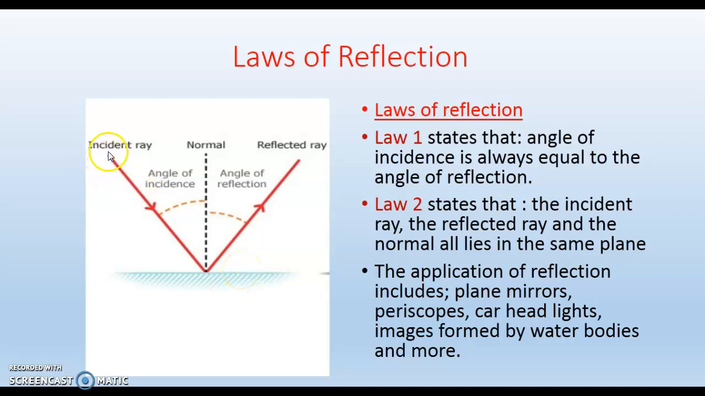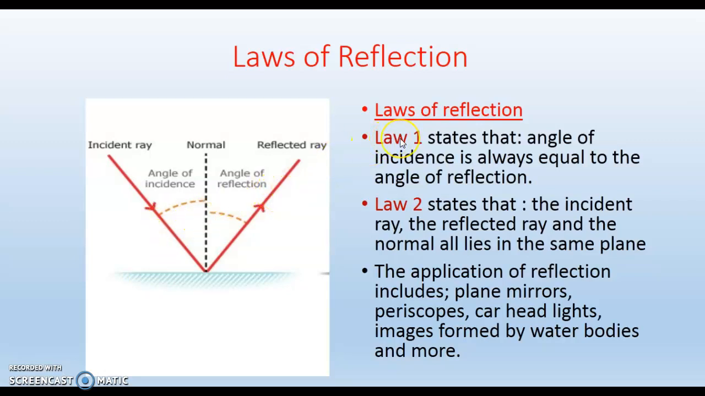So the incident ray coming in reflects on the mirror and becomes the reflected ray. And then this is an assumed line, which we call the normal, so that you are able to measure the angle of incidence and the angle of reflection. Please take note, we always measure the angle of incidence from the normal and also the angle of reflection from the normal, not between the mirror surface and the ray. So take note of that.